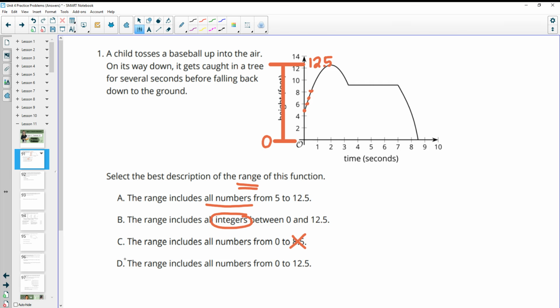D says the range includes all numbers from 0 to 12.5. And this is true because you don't have to be at just 5 feet, then jump to 6. You can be in between. So you can be at 5.5 feet or you can be at 9.7 feet. So all numbers from 0 to 12.5.